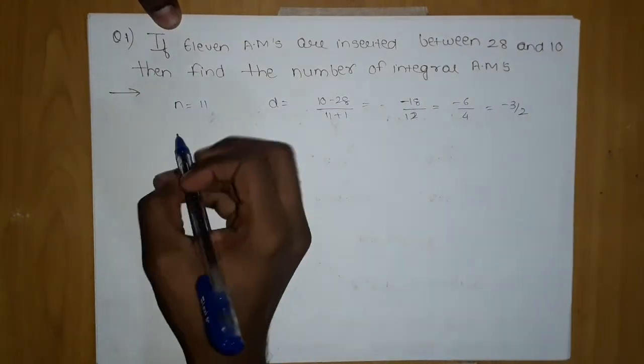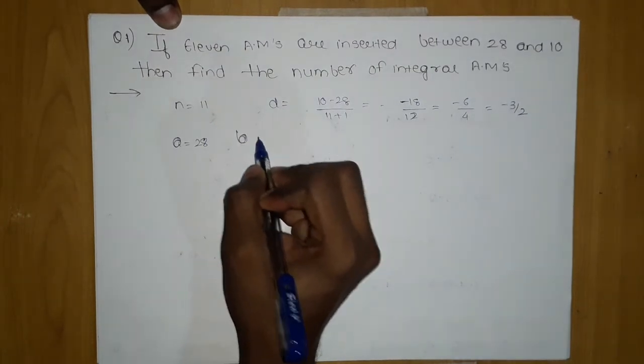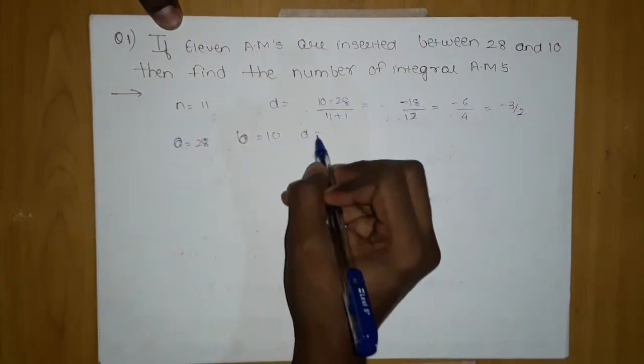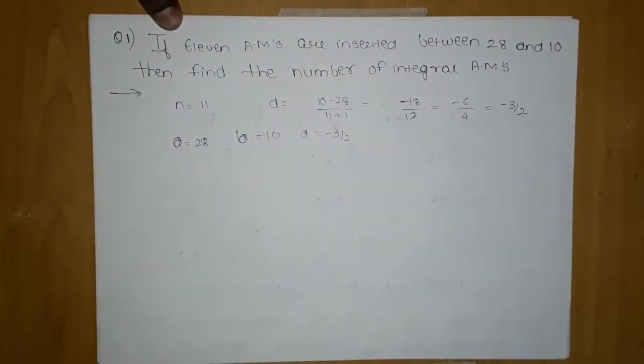Okay, so A is what? 28. B is what? 10. D is what? Minus 3 by 2. Now I want integral AMs. Okay, that is the trick. Okay, that is the trap part.